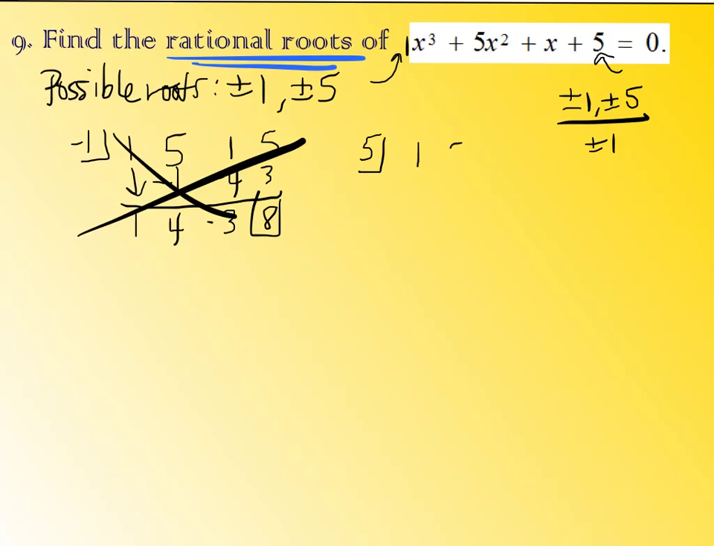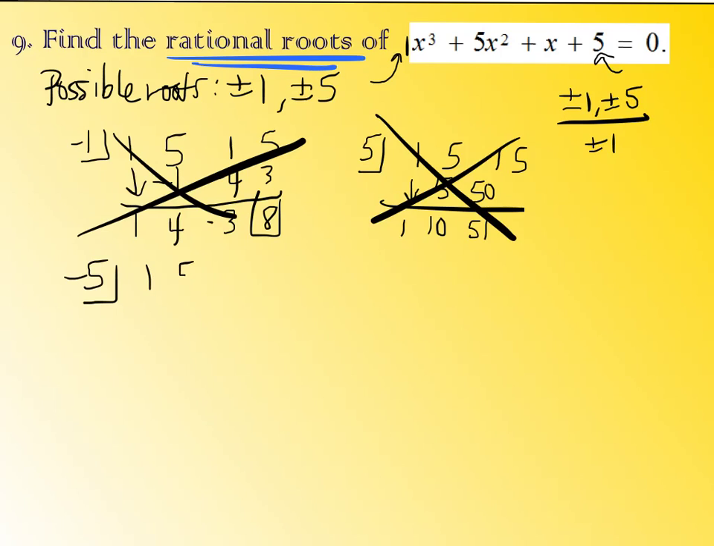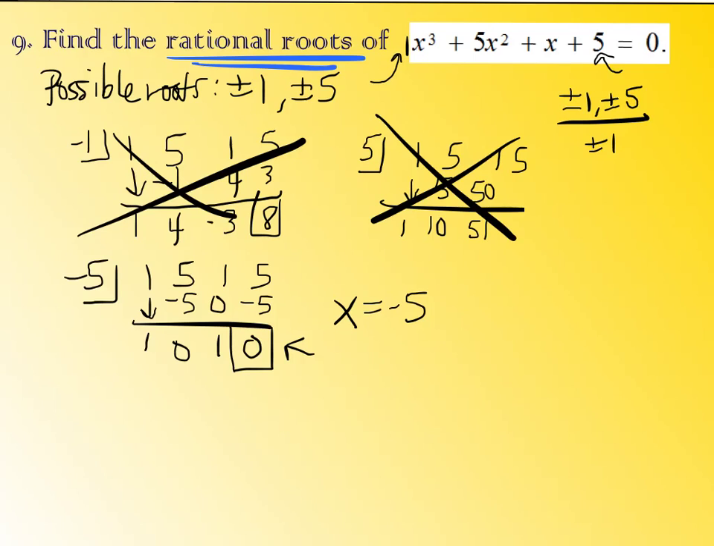1, 5, 1, 5, 1, 5, 10. Oh boy. I know that's not going to work. I'm going to try negative 5. 1, 5, 1, 5, synthetic. Aha, I got it. So because this is a 0, I know that x equals negative 5 is a root. So success. I found one of my answers, but I need to keep going.